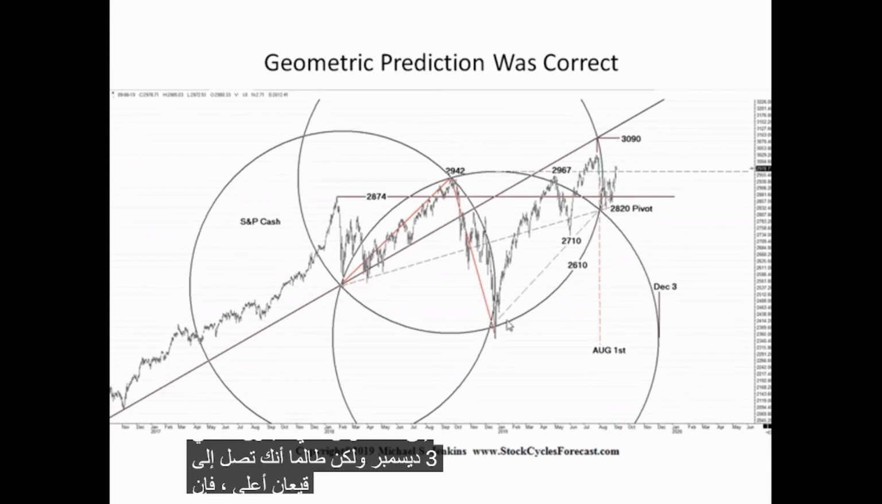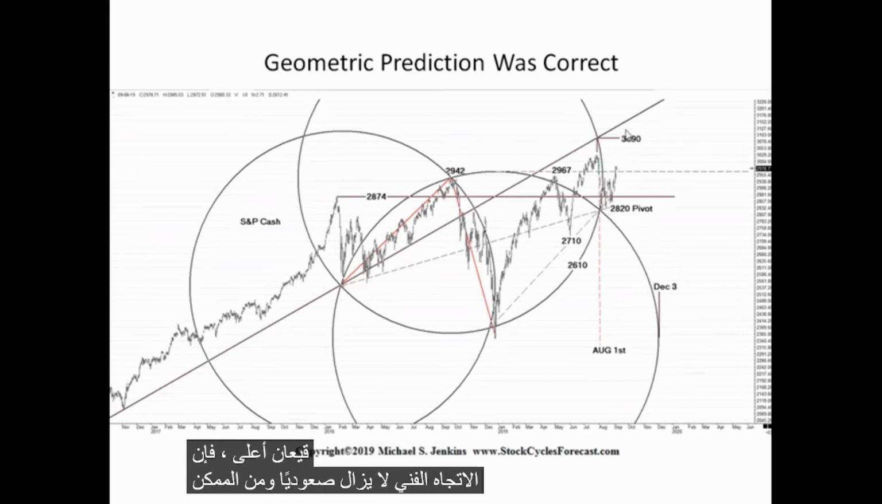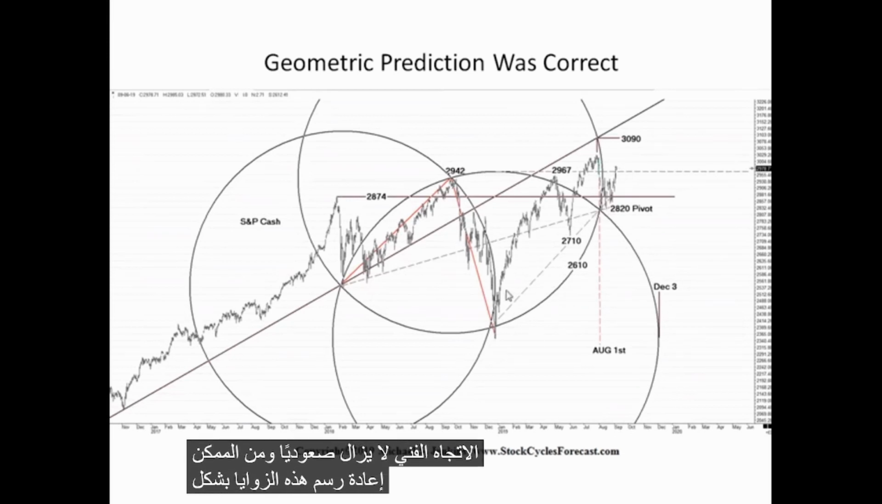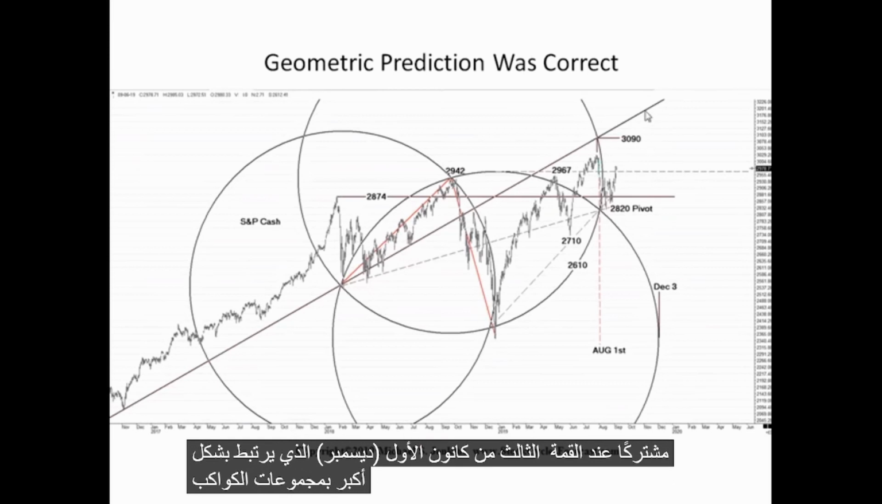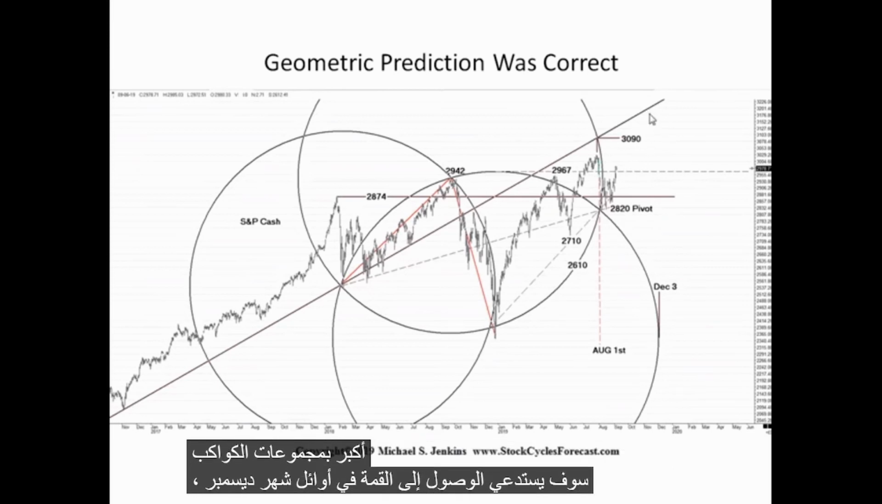But as long as you're making higher bottoms, the technical trend is still bullish, and it's possible to redraw these angles a little bit different and have this arc culminating at a high on December 3rd, which ties in more with the planetary combinations, which call for a top in early December.